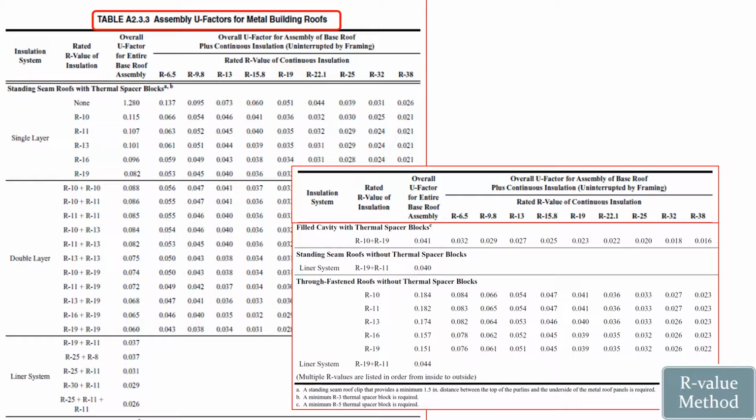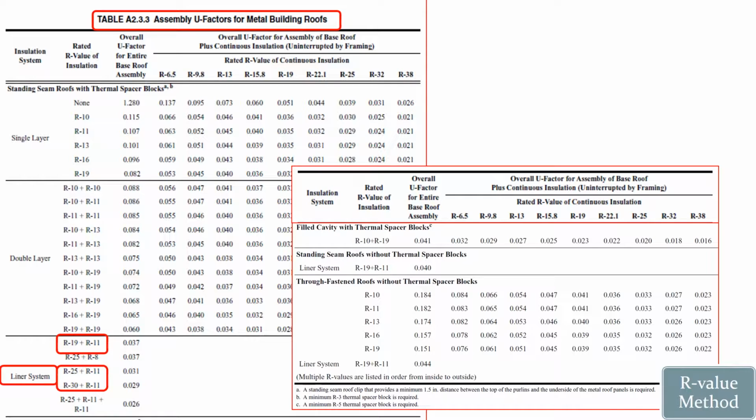And of course, you have the option for a standing seam roof without thermal spacer blocks. However, I'm not aware of any situation where you would use that, but there is that option there. And the U factor number is not as thermally efficient as one with a thermal spacer block. And then you get into a through fastened roof without thermal spacer blocks, of course.